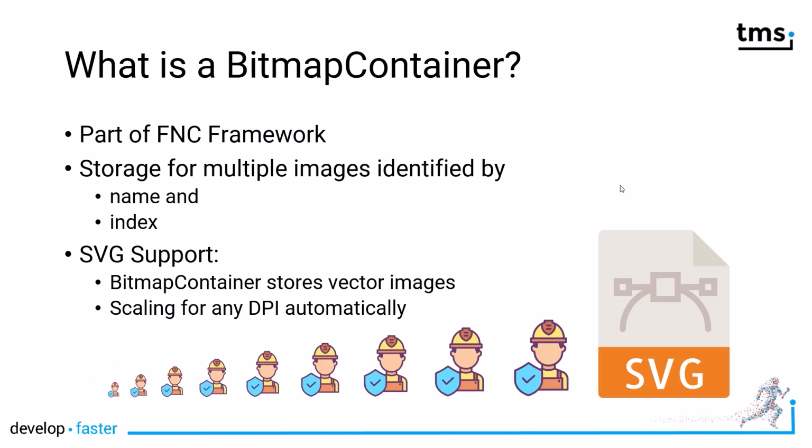Bitmap containers are part of the FNC framework, and there is a separate video tutorial for this component. Just in short, bitmap containers allow you to store multiple images that you can identify by name or index. With SVG support, the bitmap container stores one vector image and scales it for any DPI or resolution completely automatically. Even if you move forms between different screens, the component makes sure that you always have the image in the right size without the image being too small or too big.